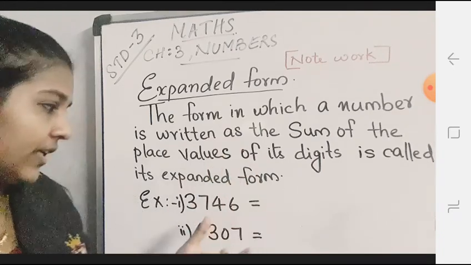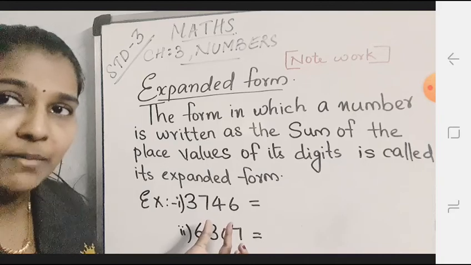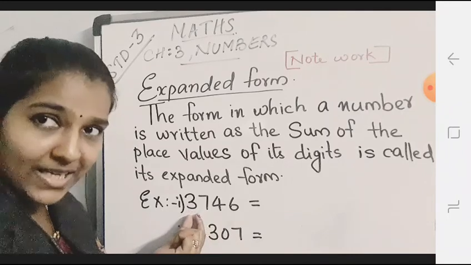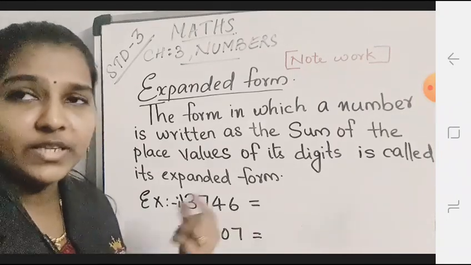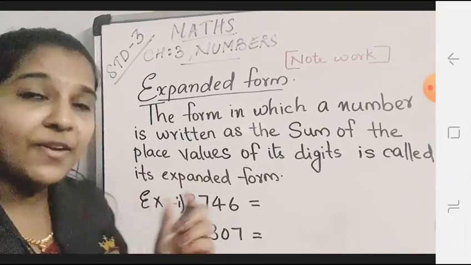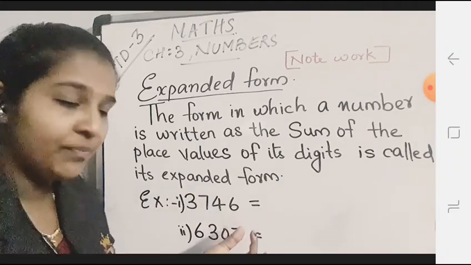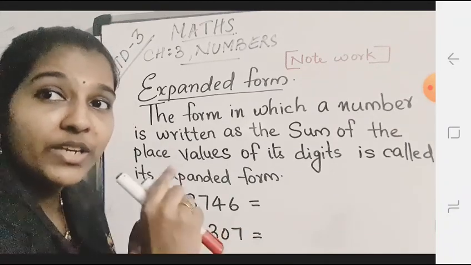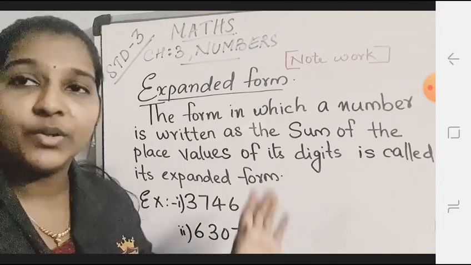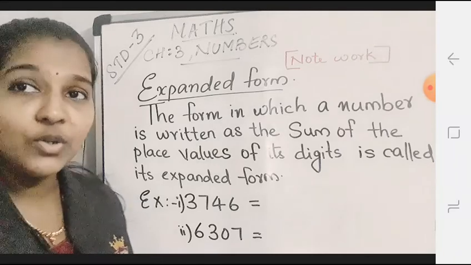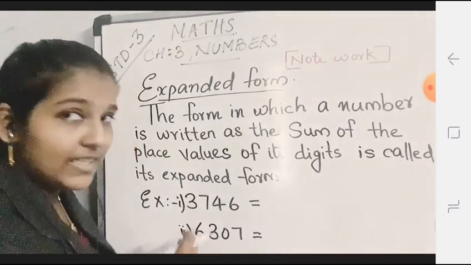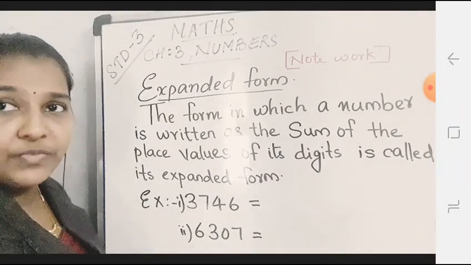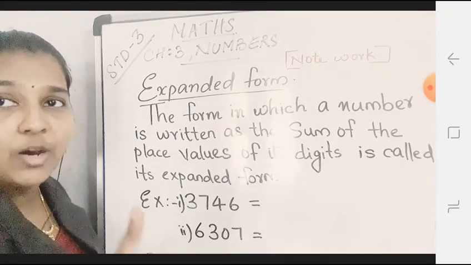Okay, let's check how we can do it. For example, I am taking a number 3,746. So we know the place value of each digit, isn't it? So we take the place value of each digit and then put a plus symbol between them to get the expanded form. So how to write? First, 3 is in thousands place. So we can write 3 as 3,000s.